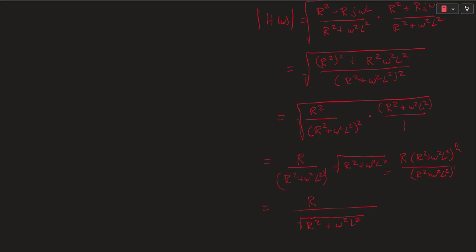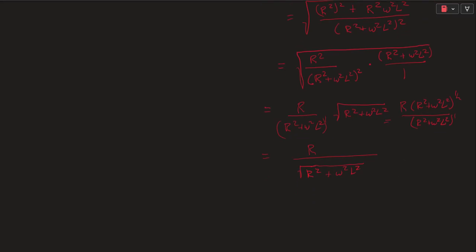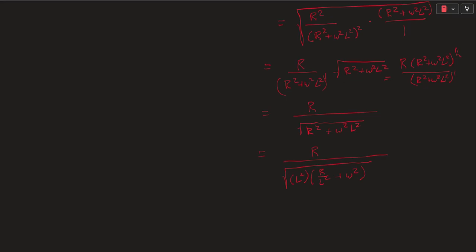And let's see, is that correct? That is correct. So they write it in a different way. They factor an L squared out of the denominator. So if I factor this L squared out, I'm left with r squared over L squared plus omega squared. And then I can take that out.